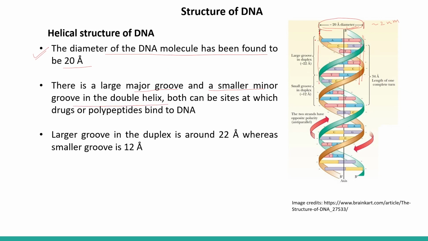There is a large major groove and a smaller minor groove in the double helix. So here we can see this is a larger groove, meaning at this particular side the space is more, so that is the larger groove. Okay, and there is also a smaller groove. The larger groove in the duplex is about 22 angstrom, whereas the smaller groove is around 12 angstrom.